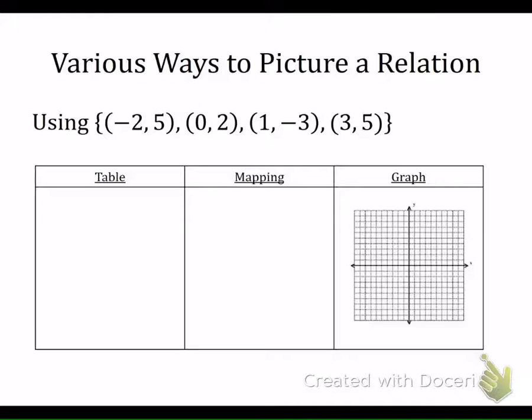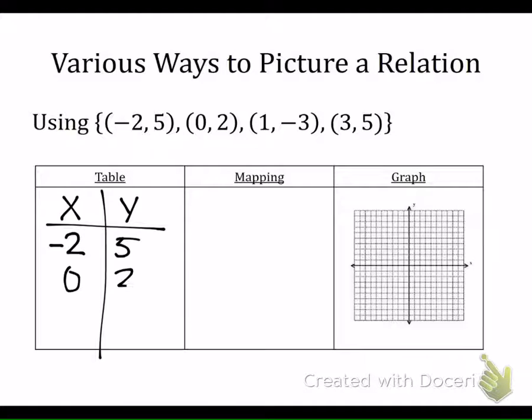All right. There are various ways to picture a relation. So we are going to show it in a table first. So if we're doing a table, that's like what we did yesterday. So if I wanted to show this one in a table, it would be -2, 5, 0, 2, 1, -3, and 3, 5. So if I say make a table, like on your homework last night, you're expected to make a table for your graphs. That's what a table looks like.